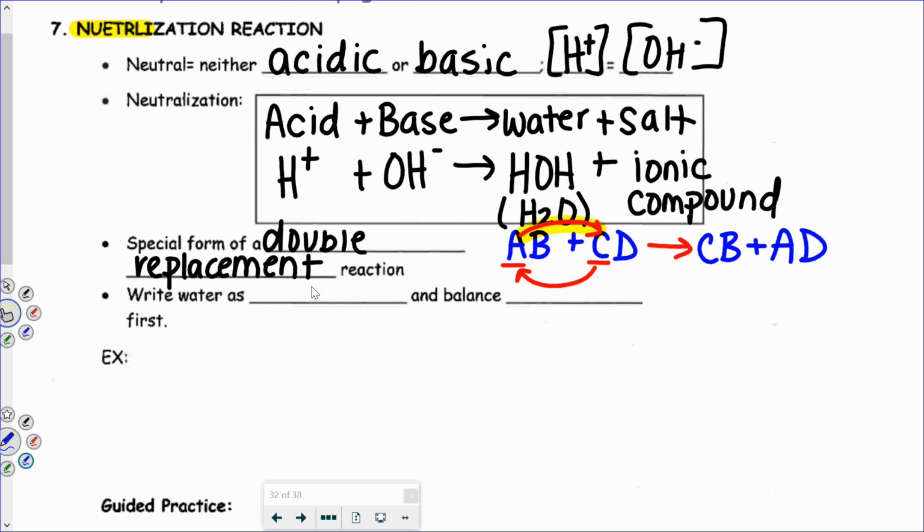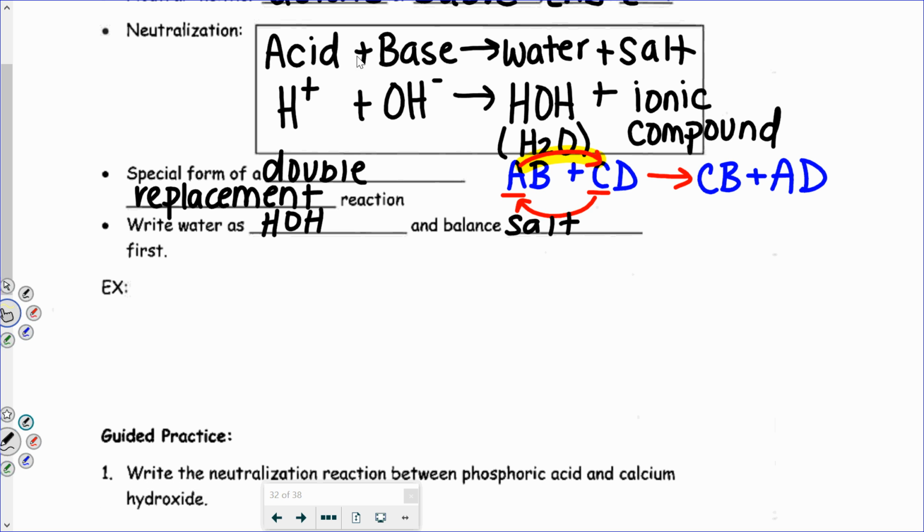So we're going to do a bunch of practice problems, but the easiest way to do this is to write water as HOH. It's going to make it a lot easier when you're trying to predict the products, because that's what we're going to be doing today. And we're going to also balance the salt first. We're going to balance this first, and then it will balance everything else out.